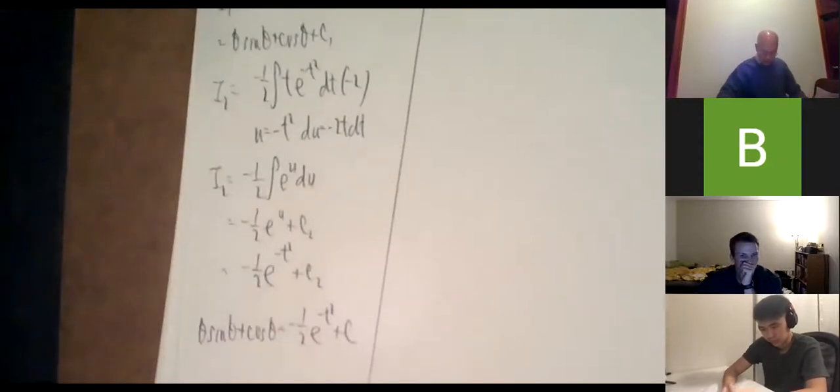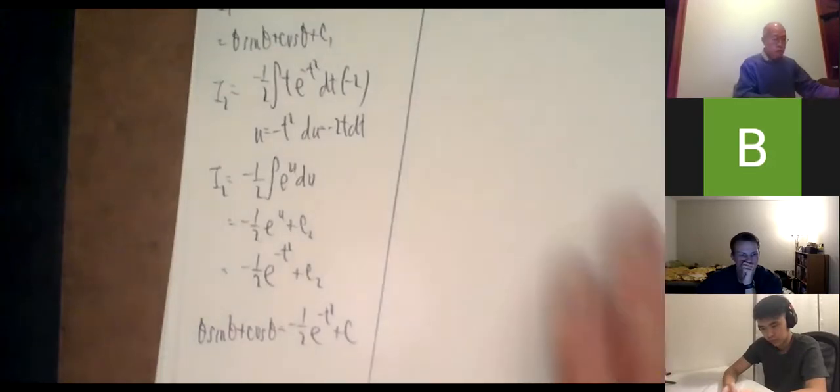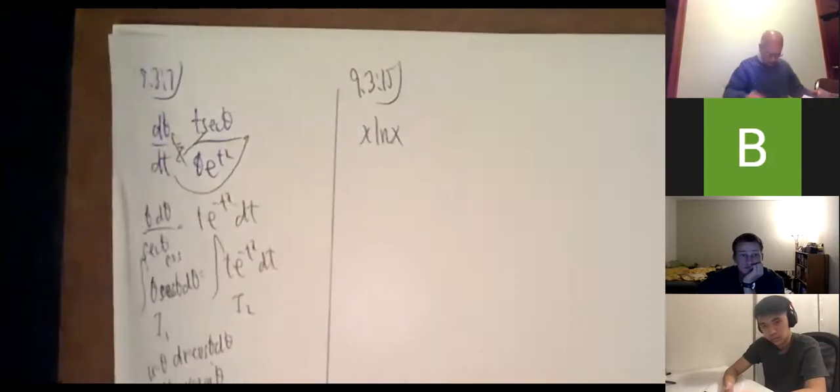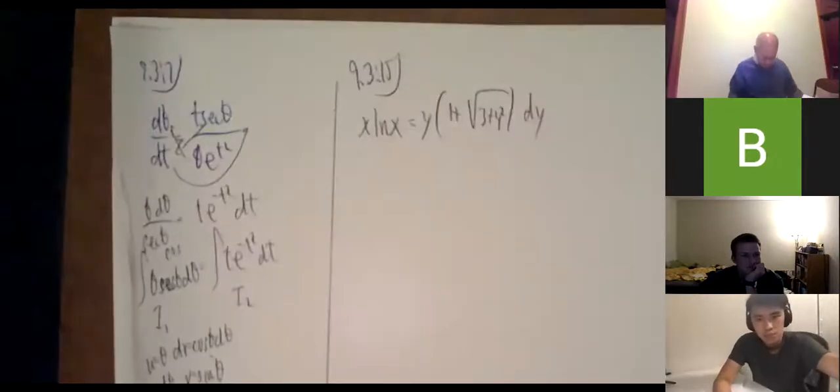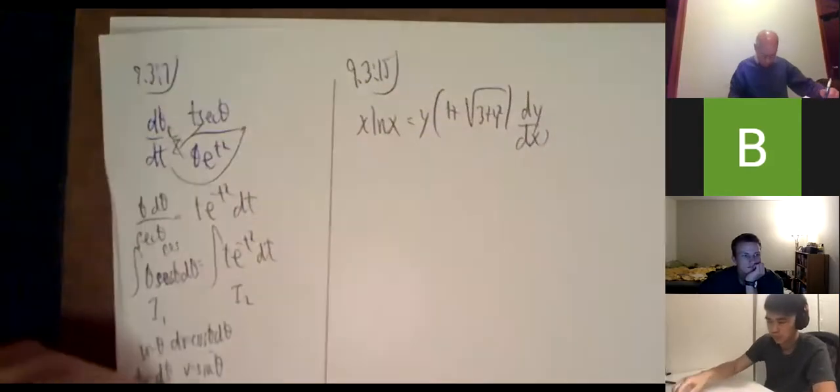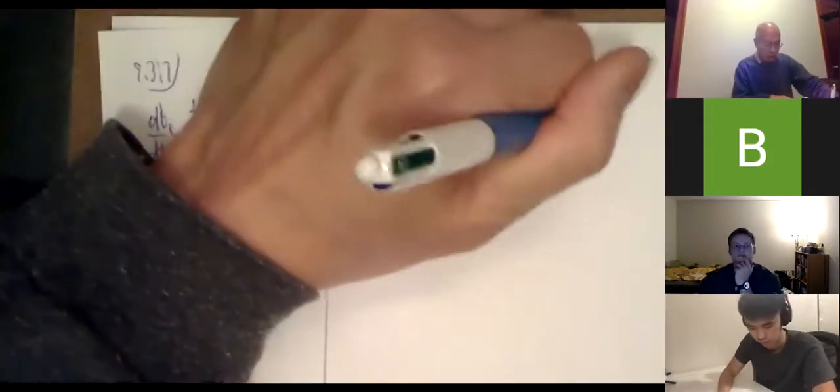Okay, 9.315. Okay, I believe I did that one also, so I may not want to go that far with that one. x ln x dy/dx equals y times (1 plus the radical of 3 plus y squared), y of 1 equals 1.